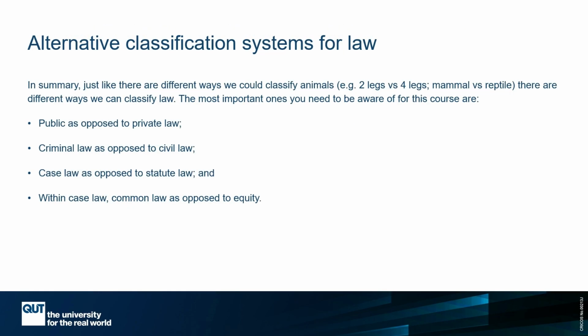As I was saying earlier, just as there are different ways of classifying animals, there are different ways we can classify law. For us, we need to think about public versus private law, criminal law versus civil law, case law versus statute law, and then within case law, common law as opposed to equity. If we understand those concepts, we understand the development of our legal system, and we also understand some of the major differences about how courts approach different legal questions.